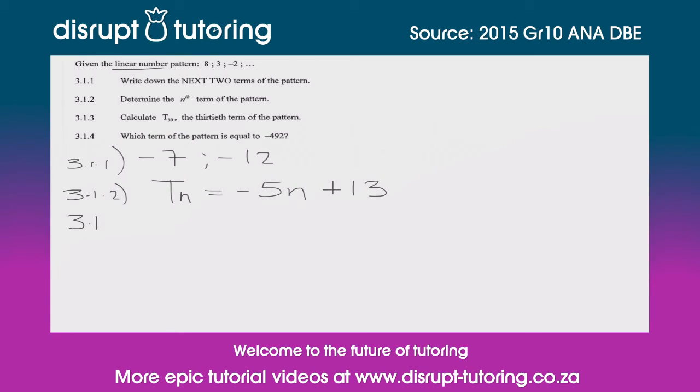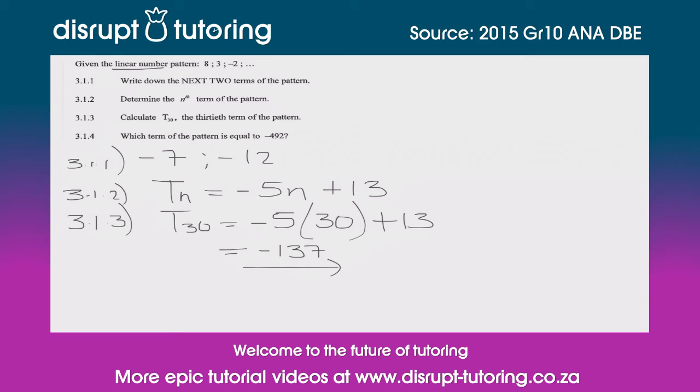Let's move on to 3.1.3. They've said to us, calculate T30, the 30th term of the pattern. Now, because we've already got the general term, it's quite simple. So we're going to say T30 is equal to minus 5 times 30 plus 13. Literally, we can plug that in a calculator. We don't have to plug it in a calculator, but that is ultimately going to equal minus 137. So that's a lot easier than writing the sequence out to the 30th term. We could do that in the blink of an eye because we derived a general term.